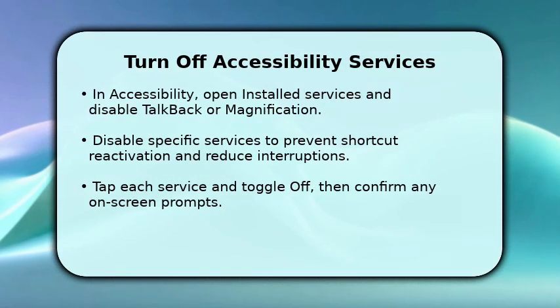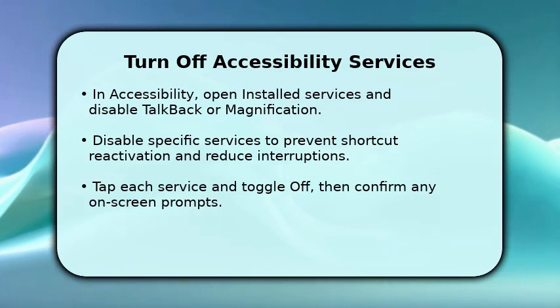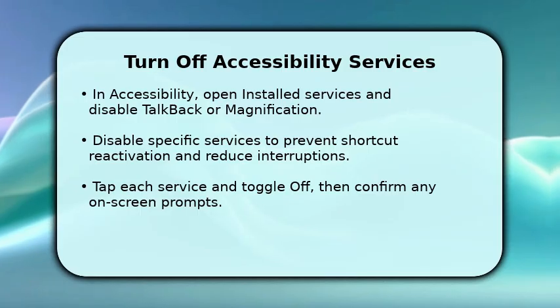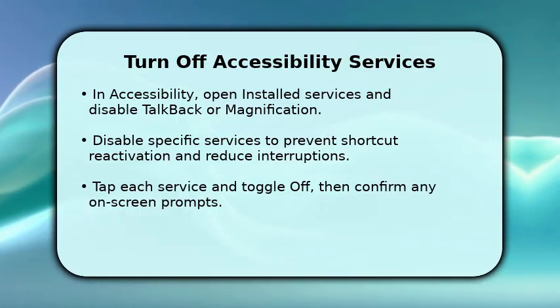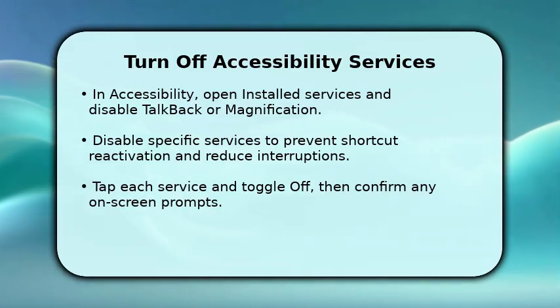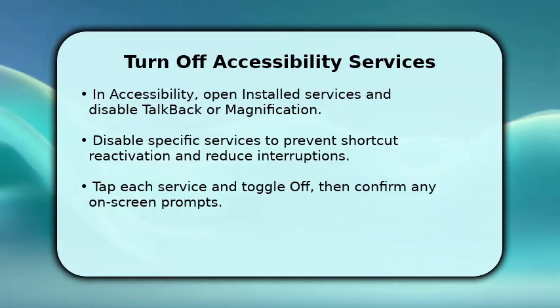After disabling the shortcut, open Installed Services within Accessibility to remove enabled tools. Tap each service such as Talkback, Magnification, or Color Inversion to inspect status. For any service that is on, tap it and toggle the switch to off to stop its function. Confirm prompts by choosing Turn Off or Disable when asked to confirm changes.